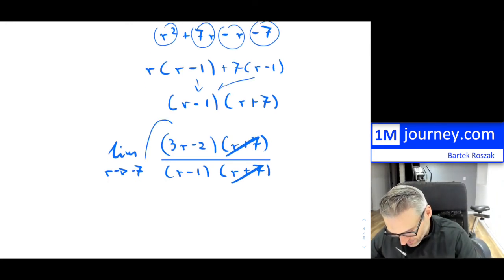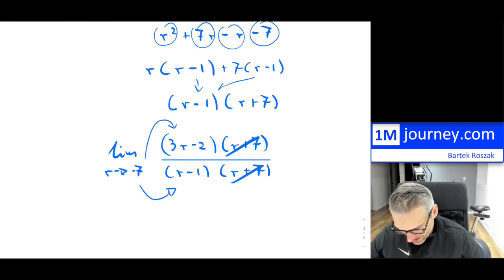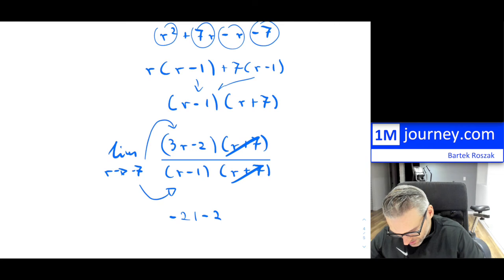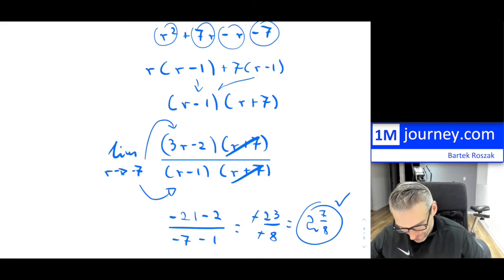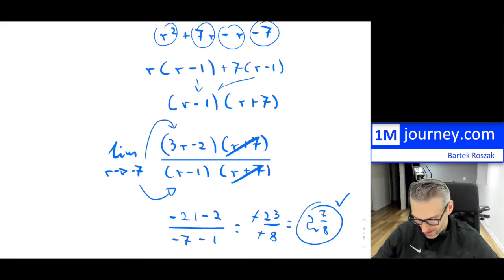Okay, so if I now bring this inside here, bring the limits, that's going to be negative 21 minus 2 all over negative 7 minus 1. So minus 23 all over minus 8. So that's an ugly one. So that's 2 and 7/8. Okay, something like that. So there we have it. We found our limit.